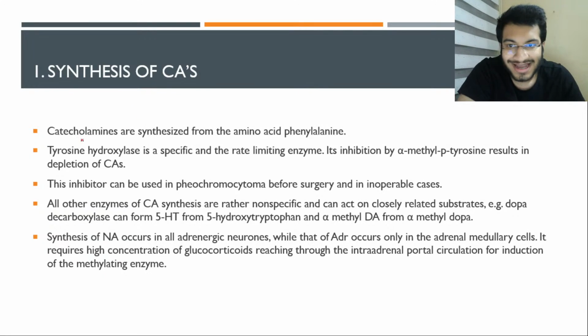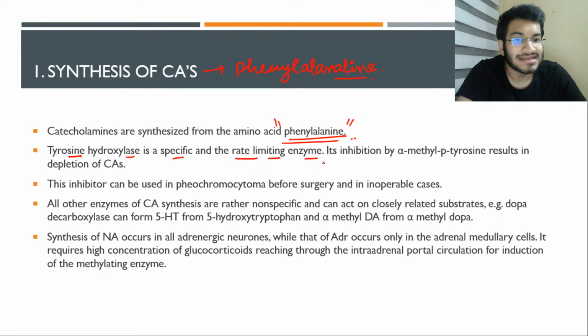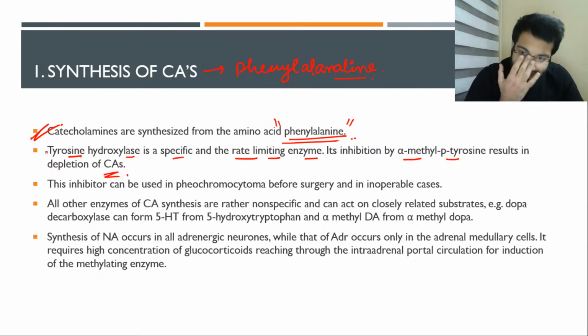So catecholamines are synthesized from the amino acid phenylalanine, right? Tyrosine hydroxylase is a specific and a rate limiting enzyme. Its inhibition by alpha methyl P tyrosine results in depletion of catecholamines. So guys, catecholamines are synthesized from the amino acid phenylalanine, and tyrosine hydroxylase is a specific and rate limiting enzyme, and its inhibition by alpha methyl P tyrosine results in the depletion of catecholamines.